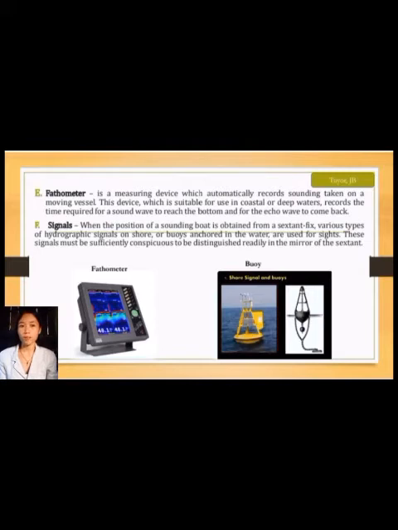For example, where a coastline is low and flat, it is sometimes necessary to erect very tall signals to provide visibility for some distance seaward. The sixth is the signals.